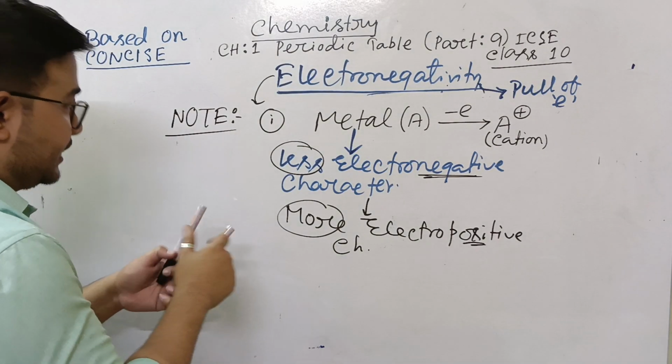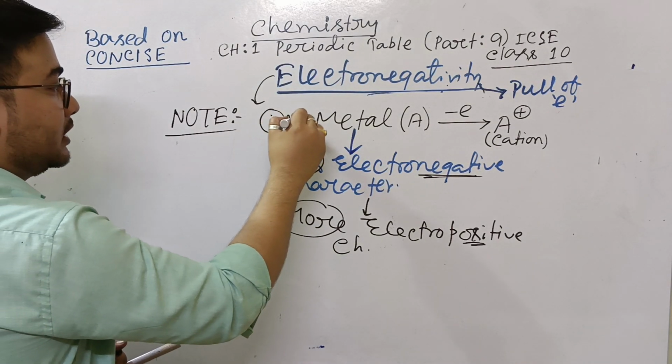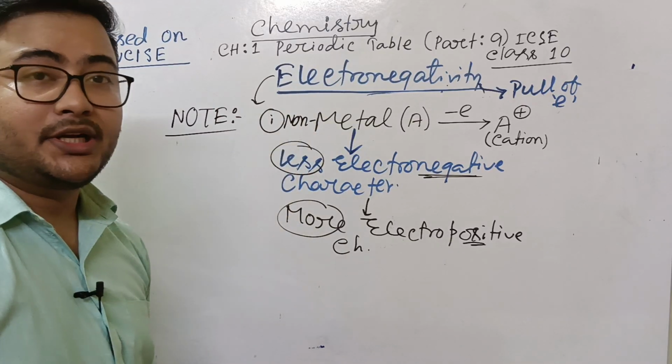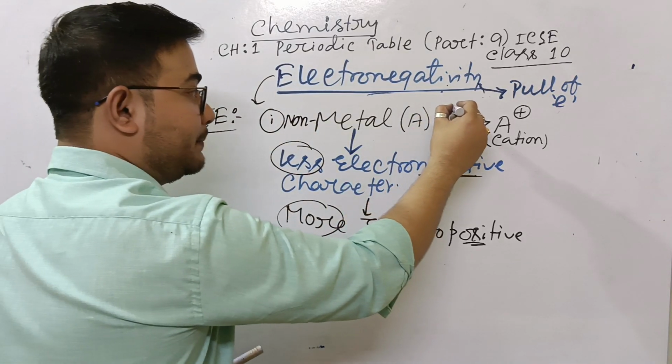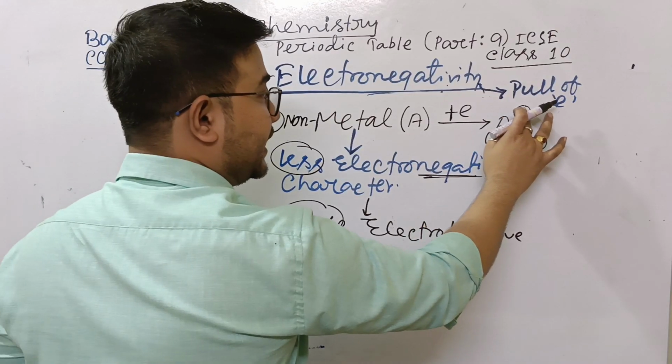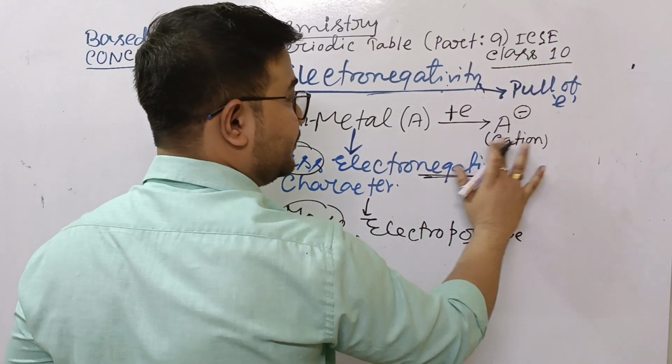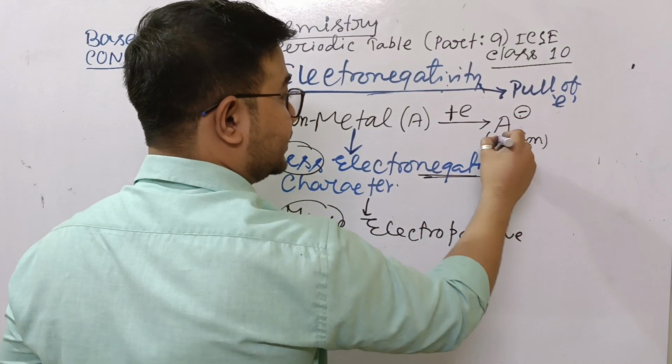One more concept. Add here non-metal. What is non-metal? Opposite concept: acceptance of electron. If it accepts an electron, what does it become? Anion.